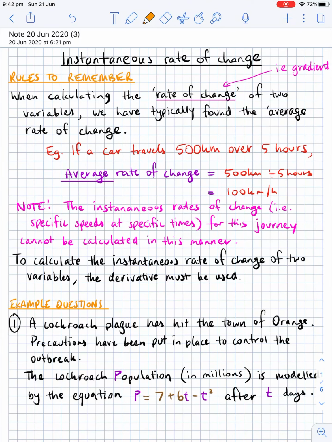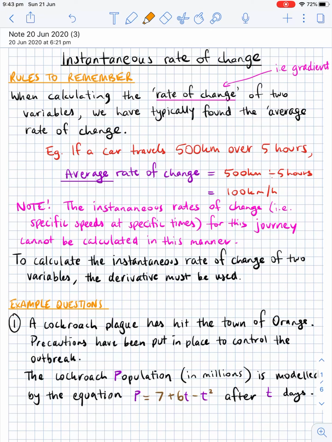Hi guys, for today's lesson we're going to be dealing with instantaneous rate of change. So some rules to remember when calculating the rate of change of two variables: the rate of change is another word for pretty much saying the gradient. We have typically found the average rate of change.